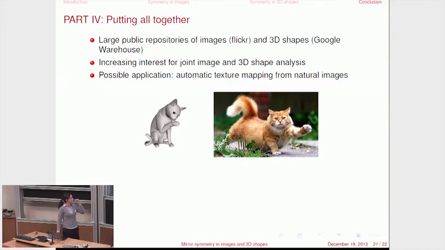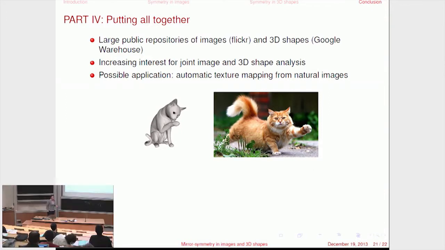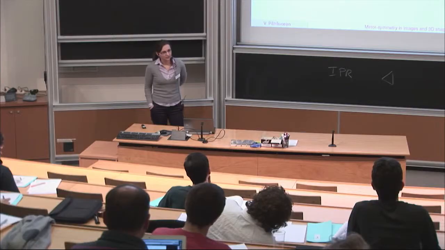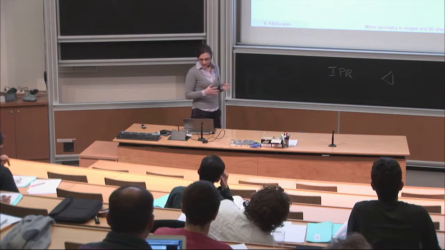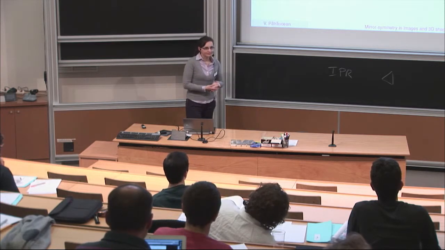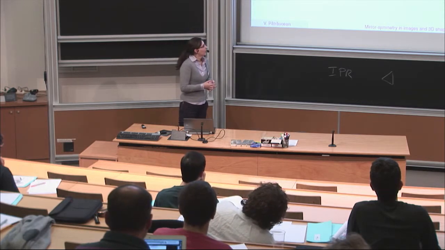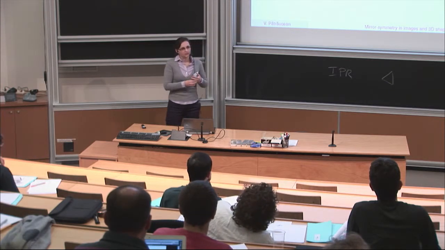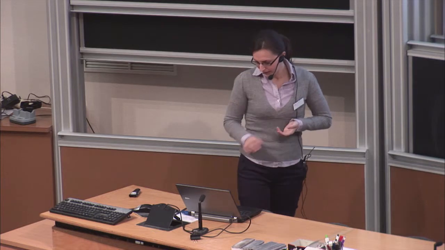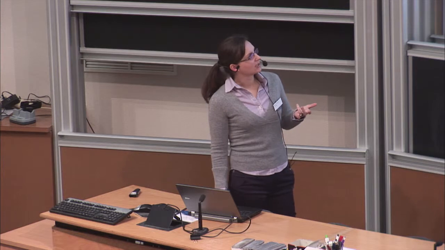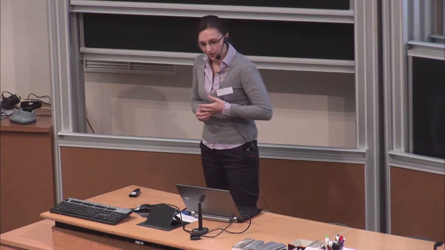And just to conclude, to put together the contributions that I presented: recently we have increasing public repositories of images like Flickr or 3D shapes like the Google warehouse. And there has been an increasing interest in joint image and 3D shape analysis. A possible application of the works that I presented is to say, I'm given a model of a deformed shape and an image, and I want to texture the model using the image. For the existing works on this, it looks quite science fiction for now. But I think that we kind of have the pieces of the puzzle, but we have to put all this together. And how could we do this?